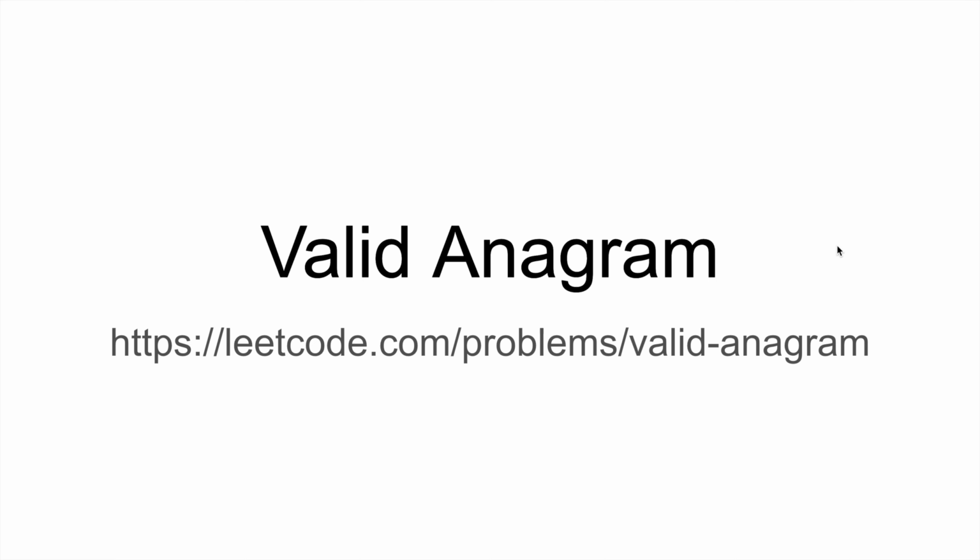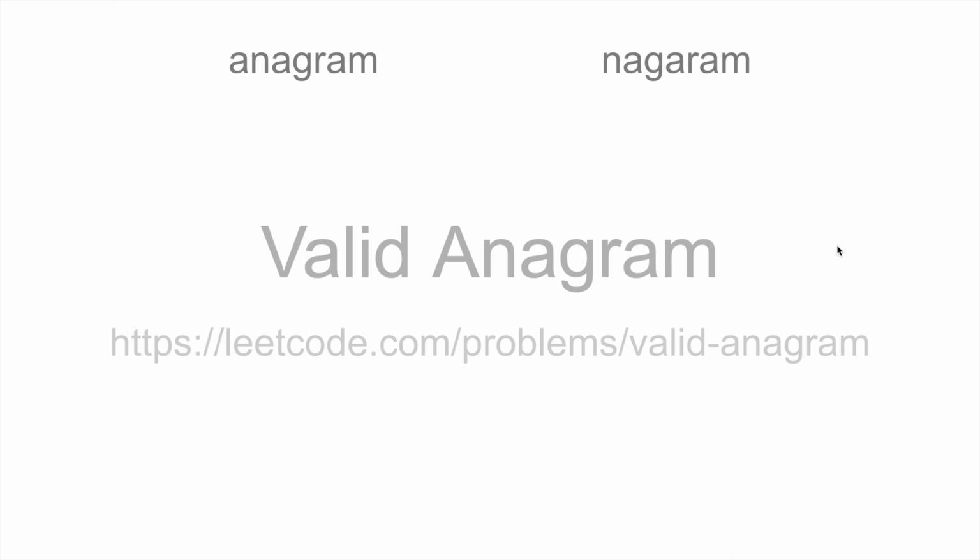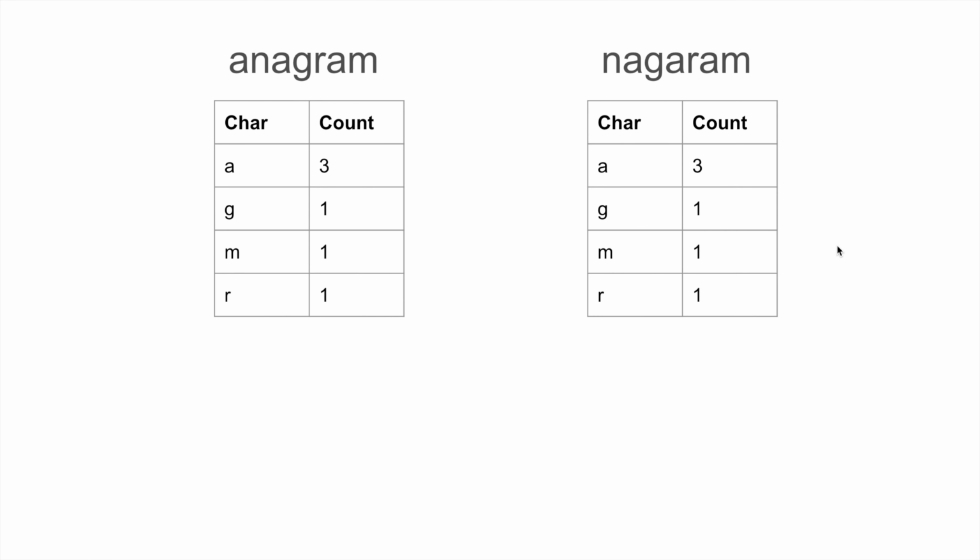Today we're going to look at a problem called valid anagram. So first of all, what is an anagram? If two strings are anagrams, they have exactly the same character count, as we can see here. These two strings have exactly the same character count, so they are anagrams.